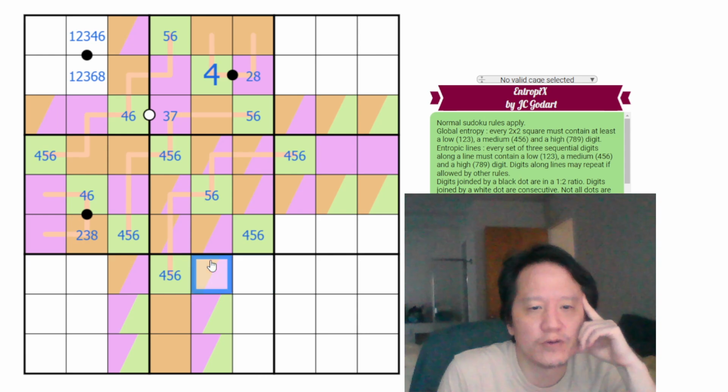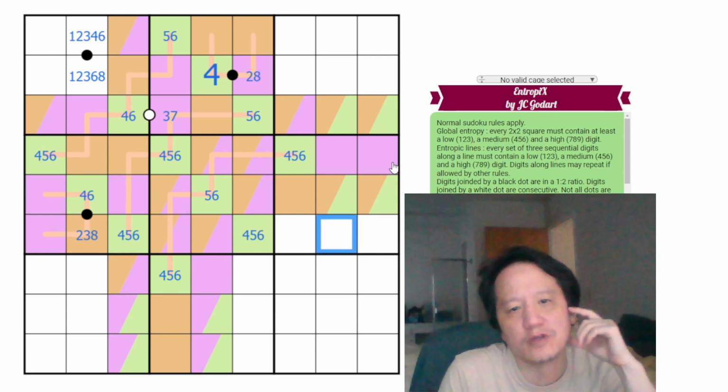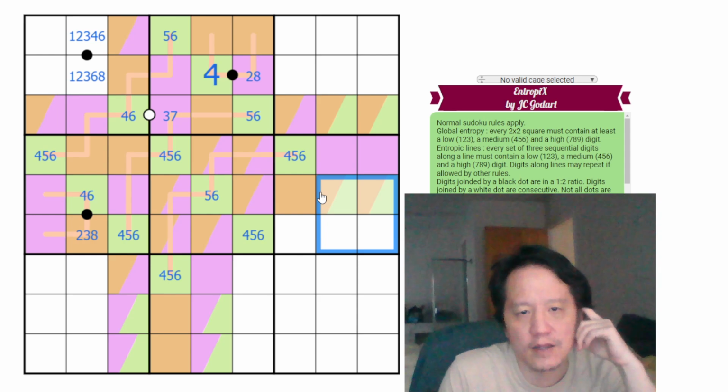Oh, this can't be orange. If this was orange, there's a 2x2 square without an orange because these are both orange. So this cannot be orange. This has to be pink. Similarly, this can't be pink because of the same logic. This is the only possibility for pink because it has 2 possibilities here. So this is pink. This is orange.